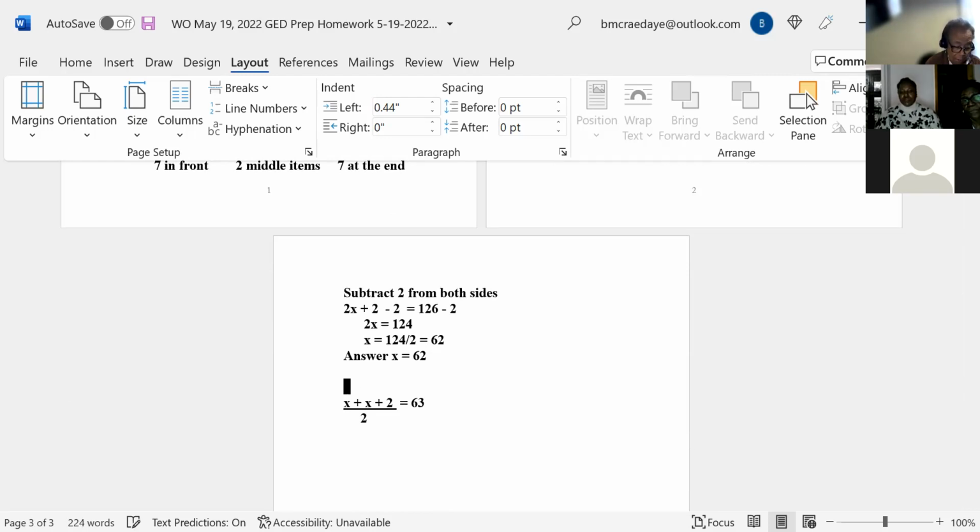Put 62 for x. Do that and tell me what you get. Wherever you see an x, put a 62. Anywhere you see the x, you put 62. Tell me what you get when you put that 62 for this x, 62 for this x, add it, divided by 2. What do you get, Alva?